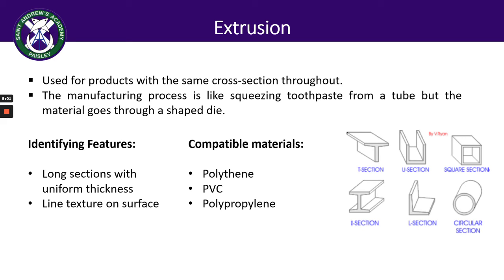Extruded products are seldom used without additional processes or forming, so they're typically cut up and then joined to form a finished product. And identifying features for this type of manufacture, the main thing would be looking for long sections with uniform thickness, the same cross-section throughout, and sometimes there appears a line texture on the surface where they've been squeezed through the die.